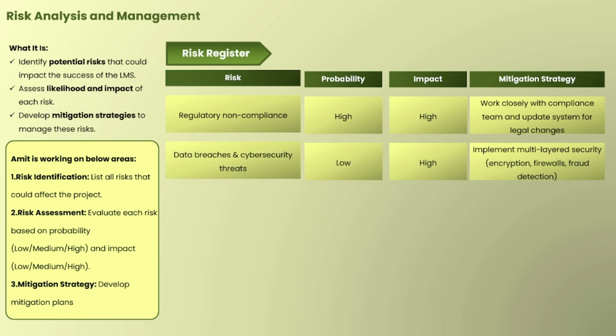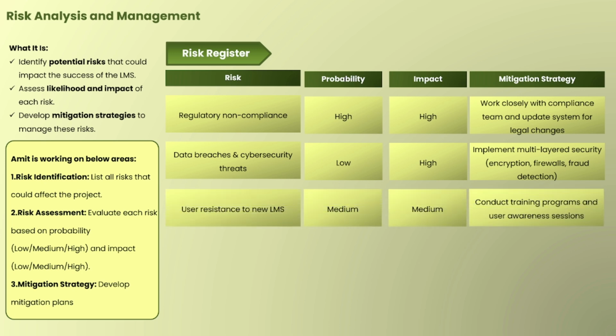The next is data breaches and cyber security threats. We have already discussed this. A hacker could steal customer information from the system if it's not well protected. The probability is low, meaning it doesn't happen frequently, but the impact is very high, or rather we call it severe. So how to overcome such a risk? Implement multi-layered security like encryption, firewall, fraud detection, something like that.